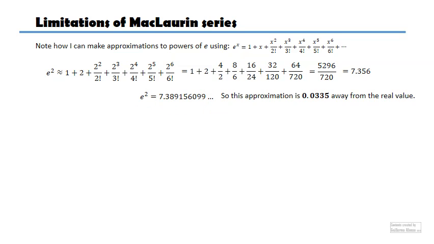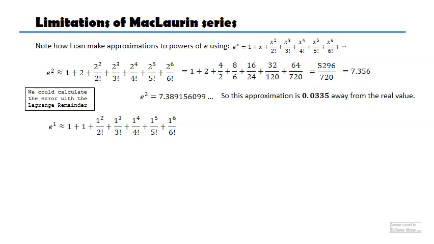You remember, we actually have the Lagrange remainder for this, but I want it to be clear that if you still don't understand the Lagrange remainder that well, e squared minus this approximation, I'm 0.0335 away from the real value. It's kind of close, but maybe it's not that good.